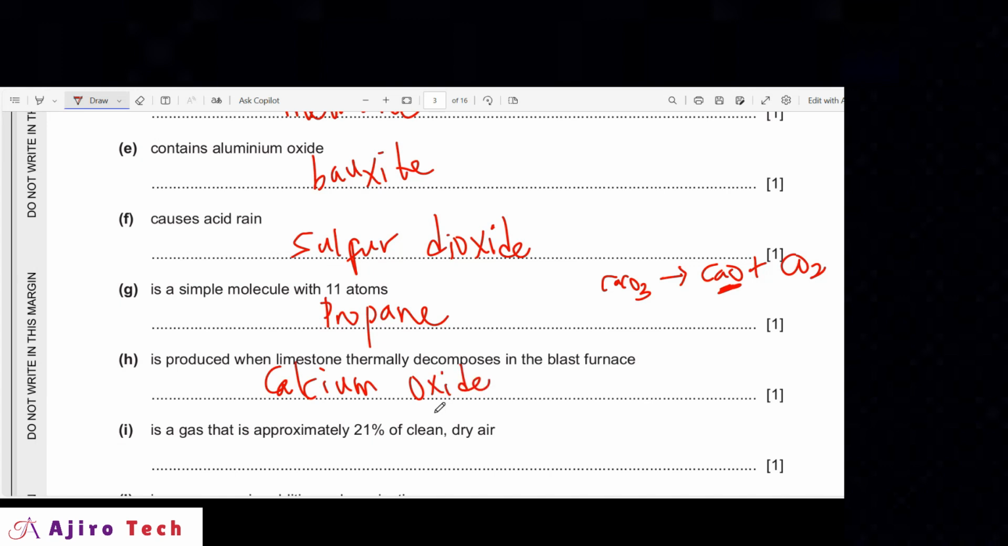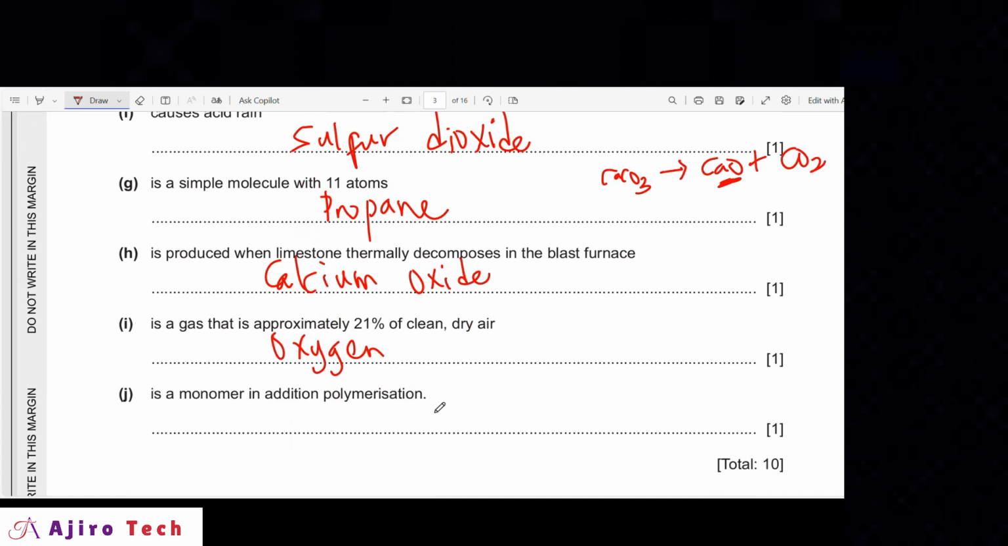All right, so the next question says, which of them is a gas that is approximately 21% of dry air? Okay, so when we look at the composition of dry air, we have nitrogen, which is about 78%, and then we have oxygen, which is 21%. So these are quite easy questions to deal with.